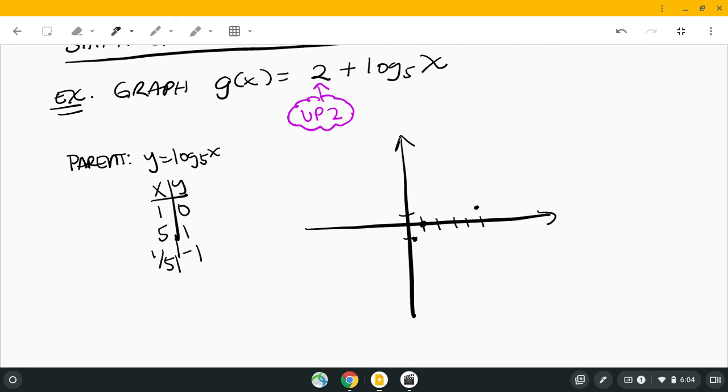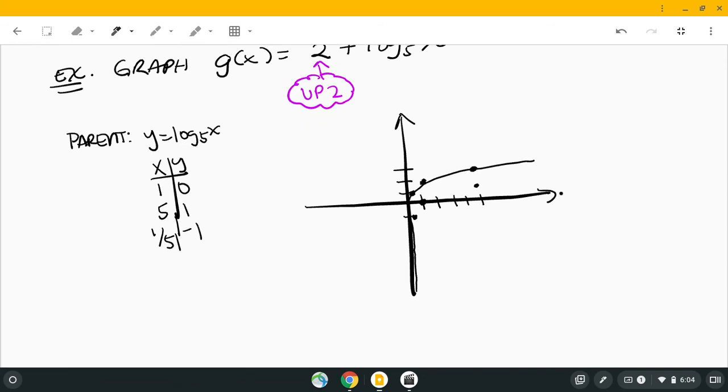Okay, so that's the parent function. We won't go ahead and graph that. We are going to shift this up 2, so all 3 of these points will shift up 2. This one goes up 2, this one will go up 2, and this one will go up 2. So my final graph looks like that.